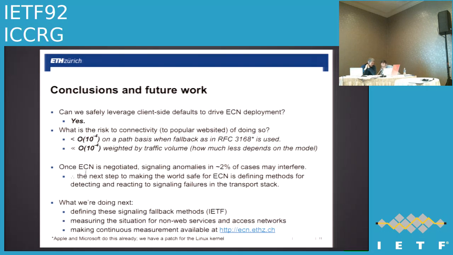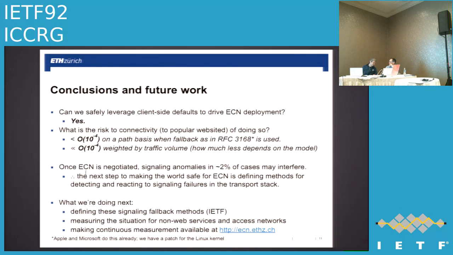So anomalous signaling is worse in that you're going to react to markings that aren't actually there. Bleaching, so dropping a packet that has CE marked on it is not really a problem, right? If I mark CE and then a later router drops it, great. It would have been dropped anyway.